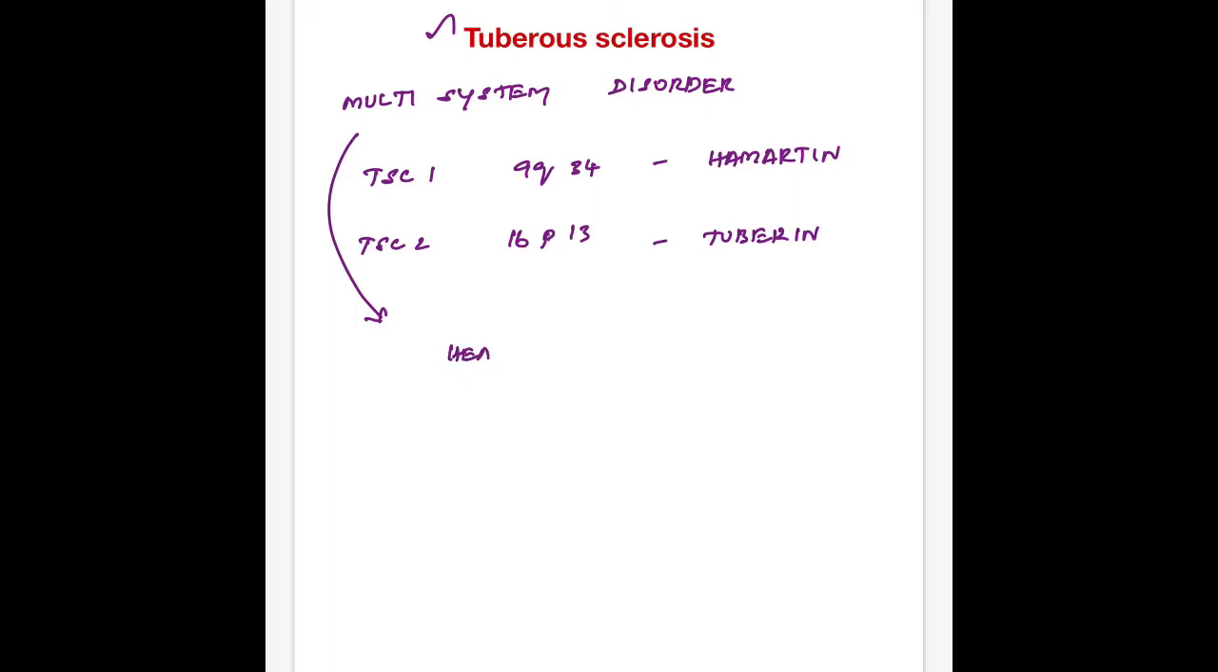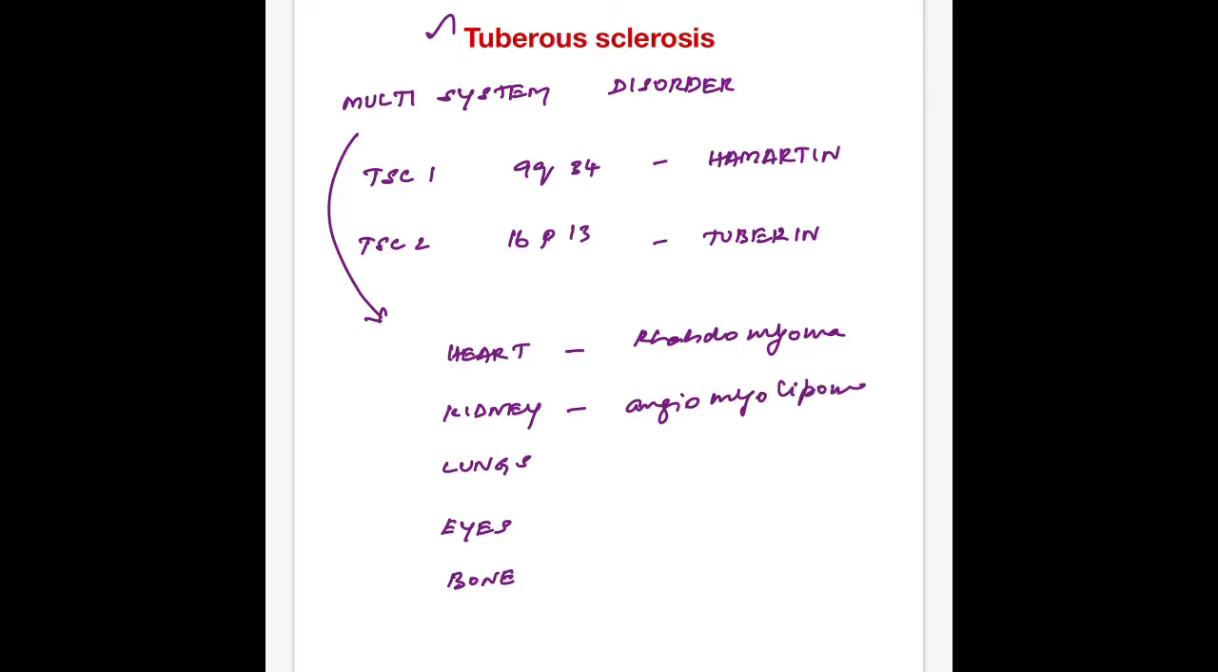Since it is a multi-system disorder, the following systems are involved: heart, kidney, lungs, eye, bone, and eventually the brain, which is what is more important. So we'll see the other disorders. One is the rhabdomyoma of the heart, or angiomyolipoma of the kidneys, and pulmonary lymphangioleiomyomatosis. Then ocular lesions like retinal patches.